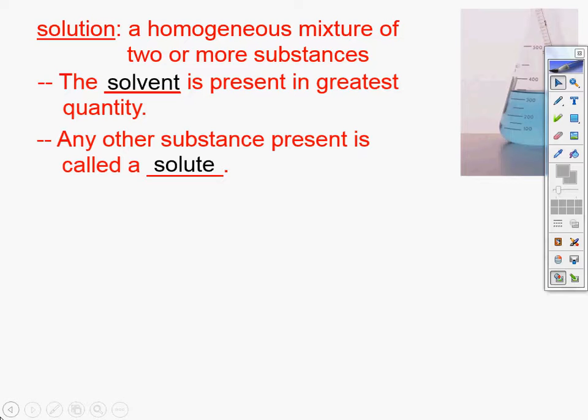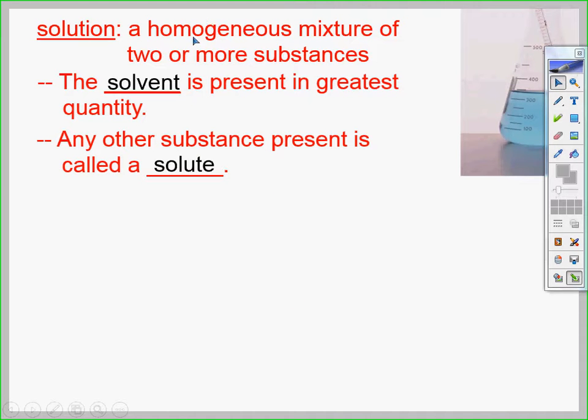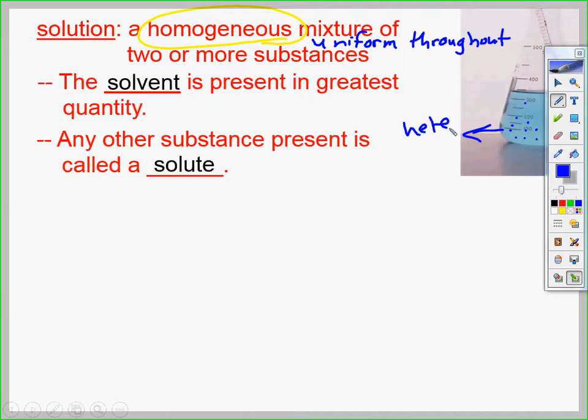What does homogeneous mean? Some of you don't know; I take that for granted sometimes. It means uniform throughout, so you can't really see a difference, and I don't see any chunks of something in here. If I made it chunky, what would it be then? Heterogeneous. So we have solvent and solute.